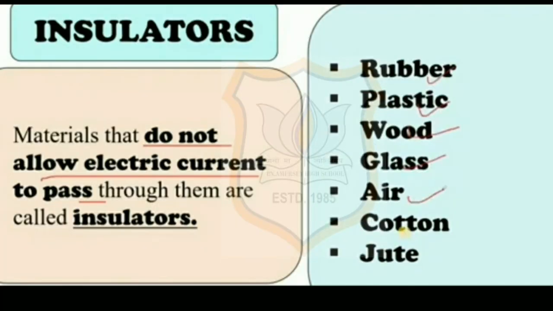Insulators. Materials that do not allow electric current to pass through them are called insulators. For example, rubber, plastic, wood, glass, air, cotton, and jute are some examples of insulators.